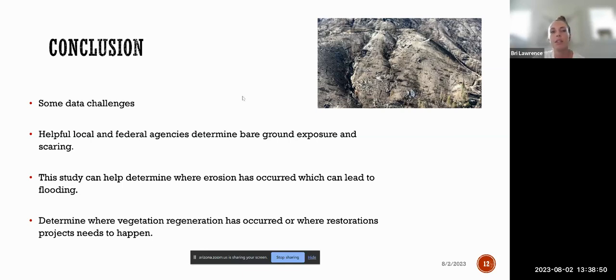But overall, I think this would be helpful for local and federal agencies, and they can determine where bare ground exposure or scarring has happened. It could help determine where erosion is, which can lead to flooding and hurting the watersheds in the area. And it could also help determine where vegetation regeneration has occurred or where they need to restore it.